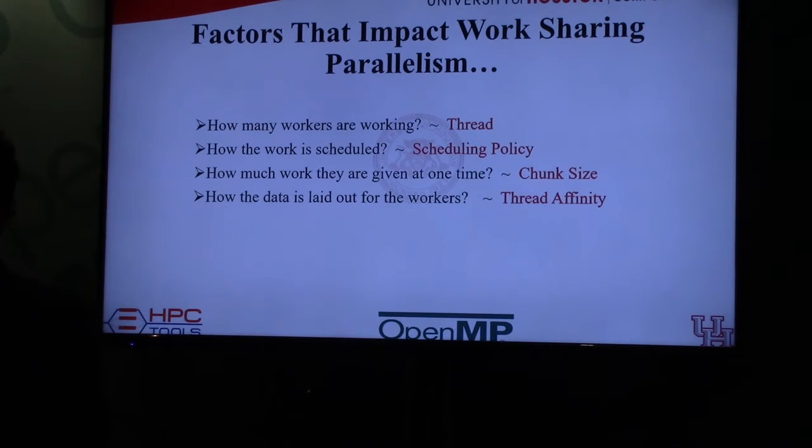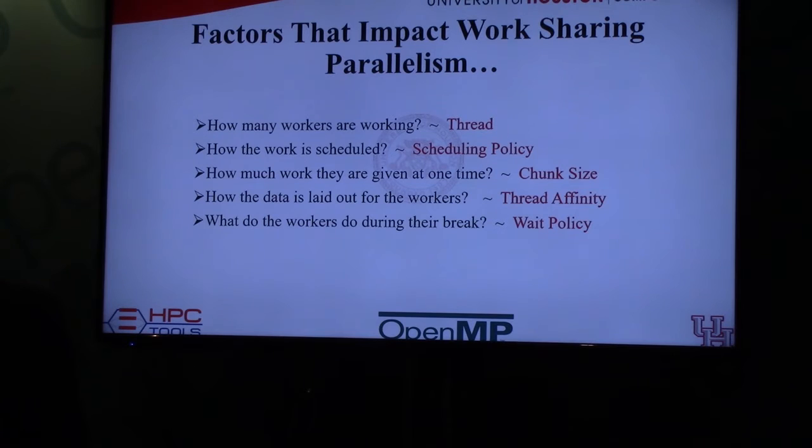As we all know, data movement is a really big cost in terms of computing and also energy consumption. So using thread affinity, we can decide how the data is laid out. And at the end, what do the workers do when they're on a break, like when they're waiting in the barriers? We can control it with wait policy. The good thing about OpenMP is that we can control all these 5 parameters at runtime using environment variables.